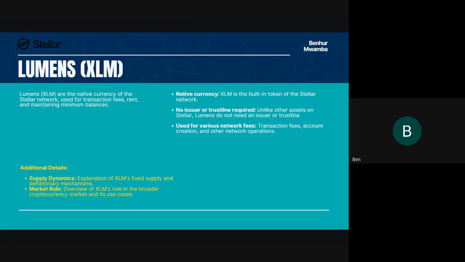These are open questions. Where do you think the fees go? Where do you think those transaction fees or those rent fees or any of these fees go to?